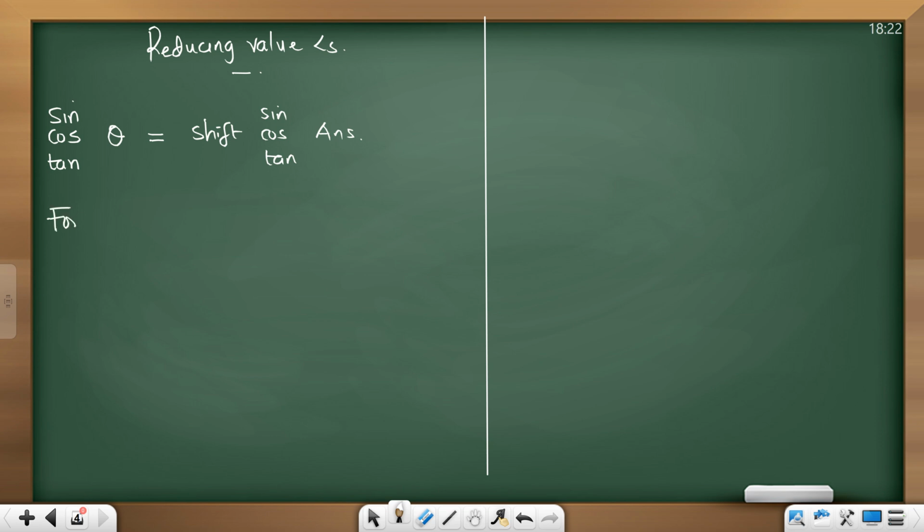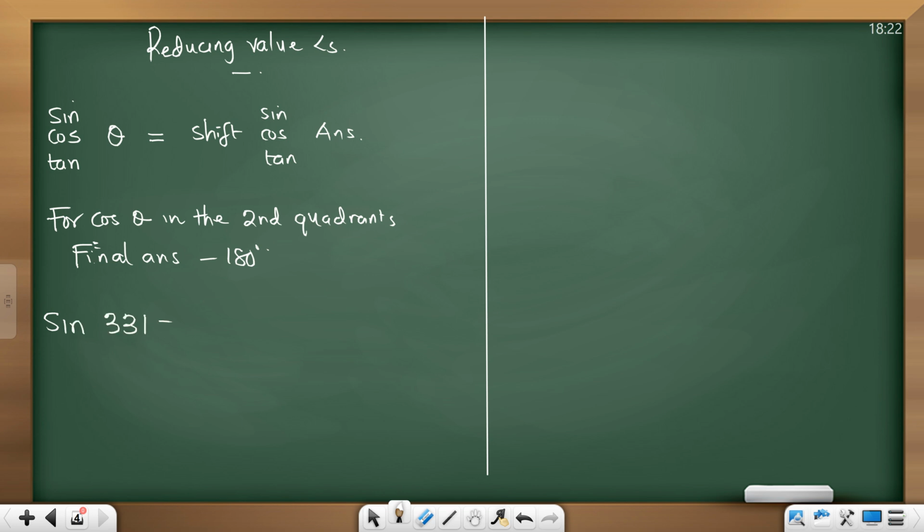But for cos theta in the second quadrant, I'll show you how this works. We say final answer minus what? 180 degrees. Let's quickly show people how we do it, how we cheat. And this is very legal. Very, very legal.